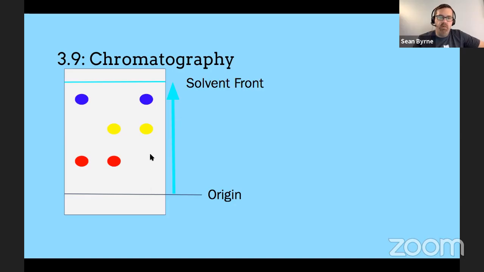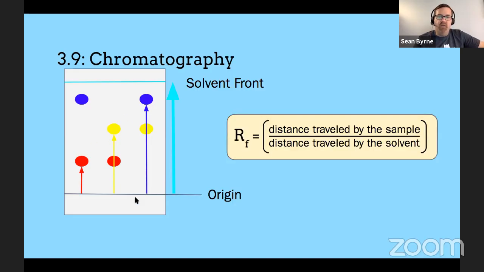So how far did the solvent travel? And we would come up with a measurement here. And then we could measure the distance that each of the pigments traveled here, right? And we're going to measure something we call the RF factor.